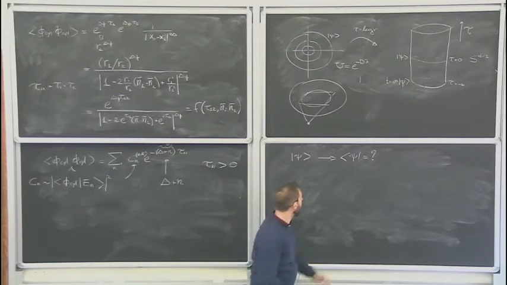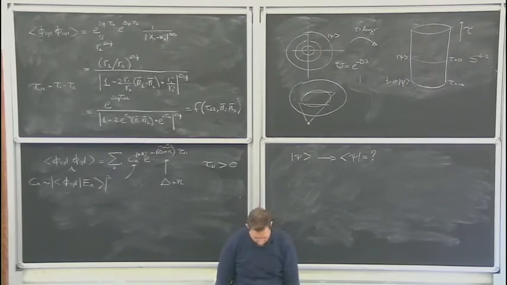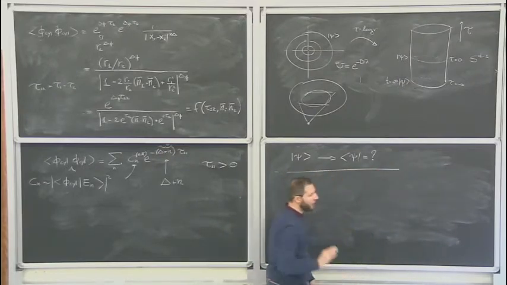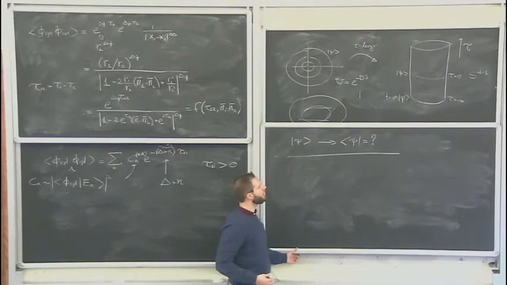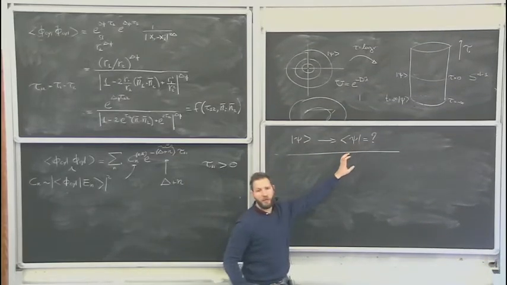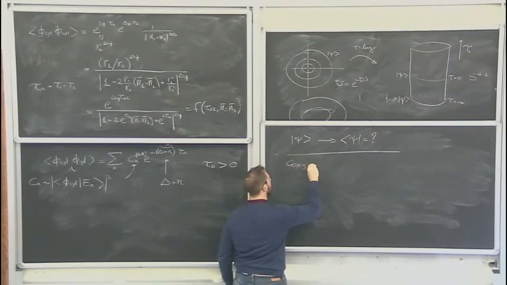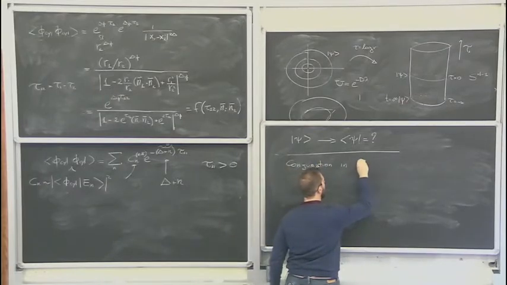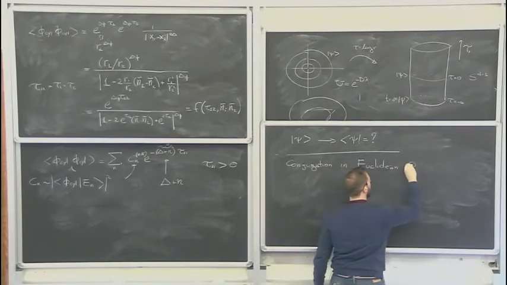Okay, so the idea is to define the conjugate state. And to do that, let me make a step back to quantum field theory, generic quantum field theory. And how do we define the conjugate state in Euclidean quantum field theory? Okay. So conjugation in Euclidean QFT.